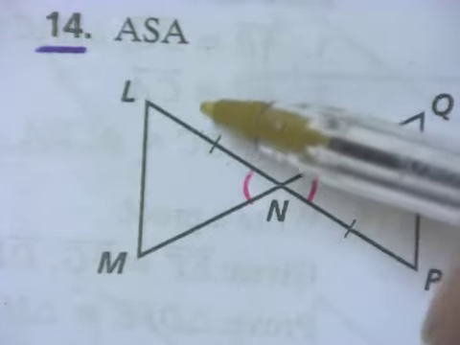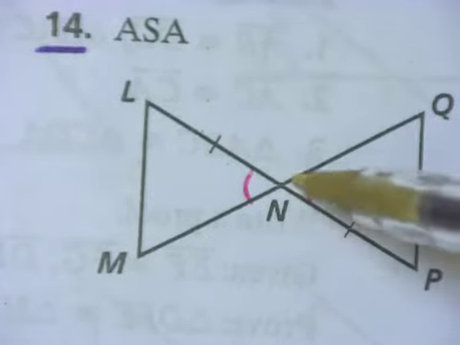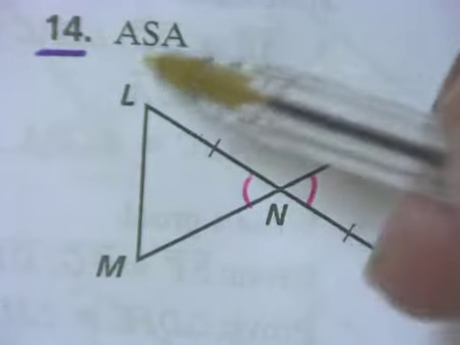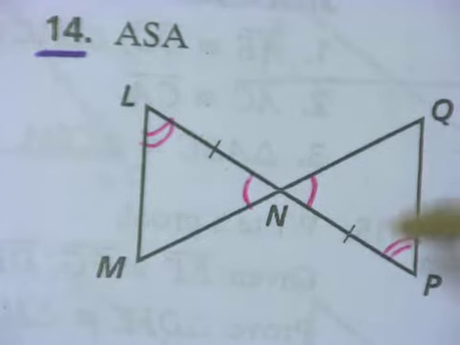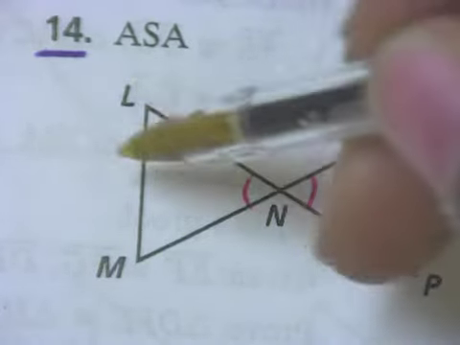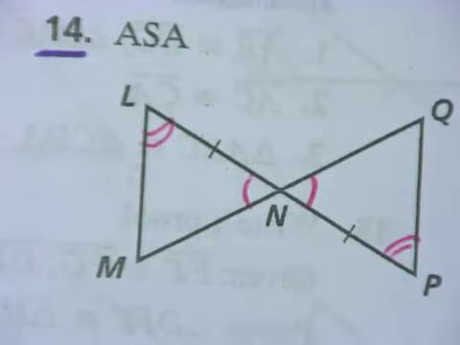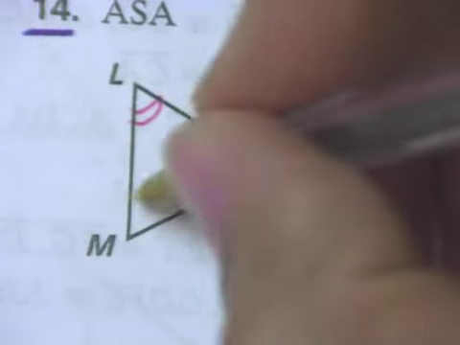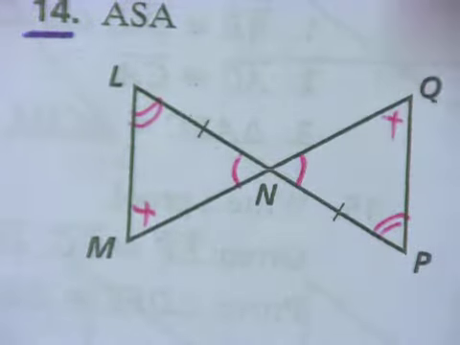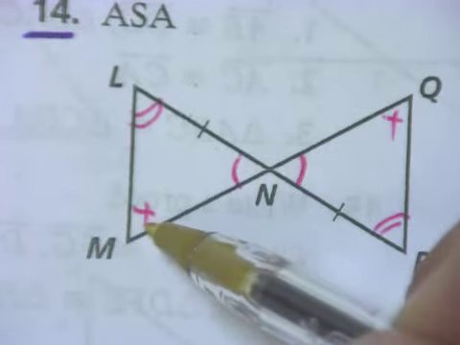And lastly, let's take a look at number 14. What would I need to have angle, side, angle? Well, I know that these are vertical angles automatically. So I got one of the angles. Then I have the sides. And now I just need another what? I need another angle. So I could say that angle L is congruent to angle P. So here I have angle, side, angle congruent to angle, side, angle.